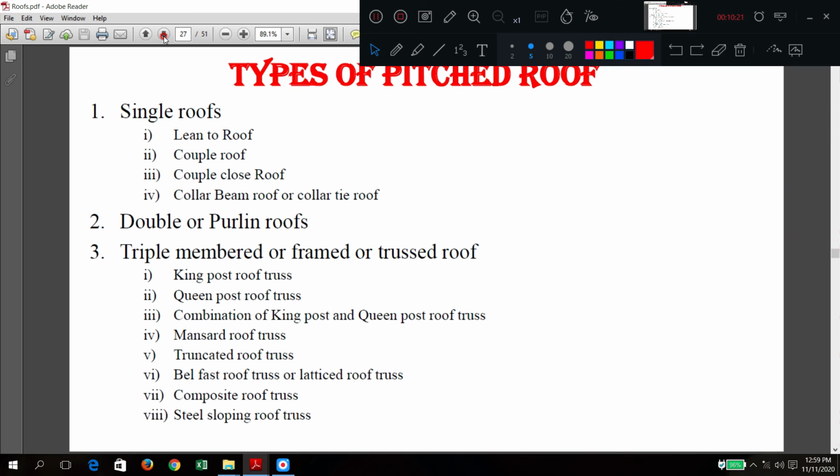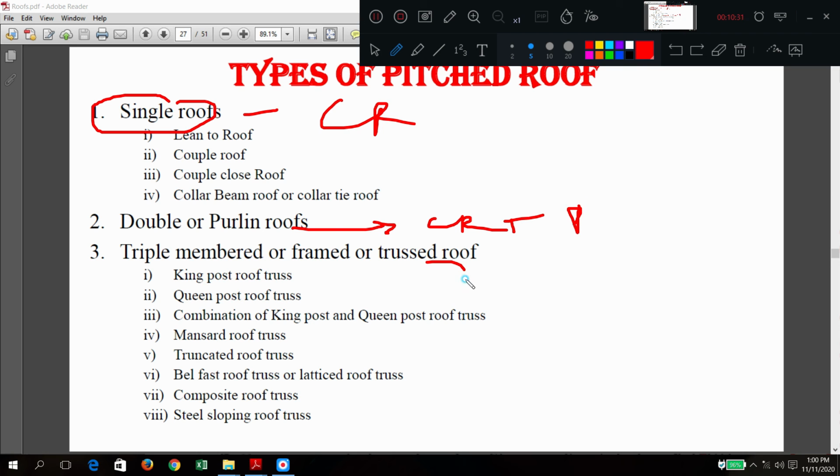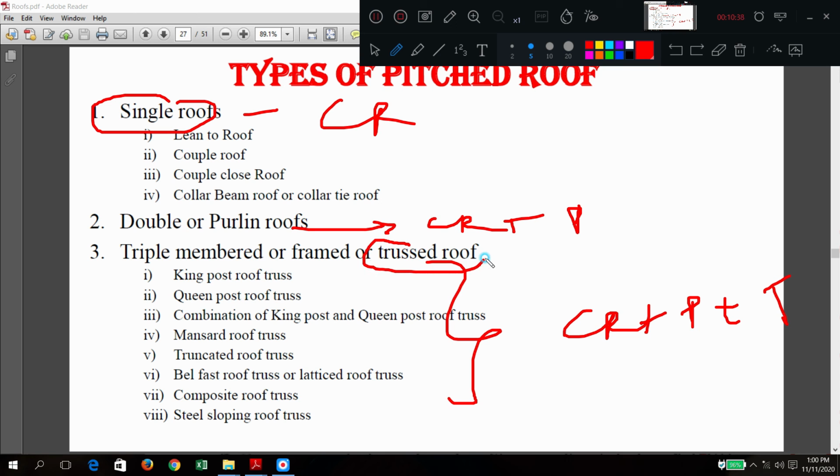So you have types in the pitched roof. Single roof means what? Only common rafter is present. Double means what? Common rafter plus purlin. Third type is what? Common rafter plus purlin plus truss. So all the members are there. That is why it is called a trussed roof. So here it is a triple membered or framed or truss. Okay. So here only double, here only single.